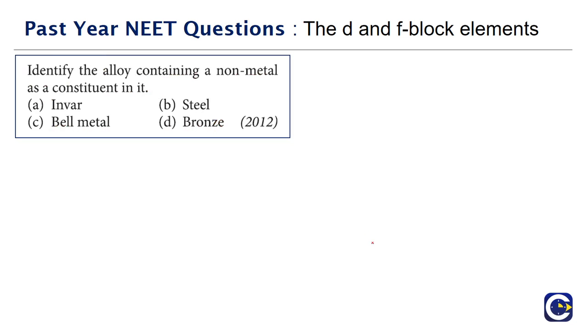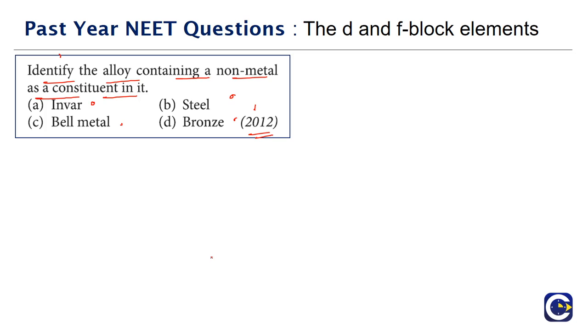Next we have a question on alloys. Questions on alloys, we can look at in this topic as well as in the metallurgy topic. This is the question that has come in the 2012 paper. Identify the alloy containing a non-metal as constituent. These kinds of questions are pretty straightforward, and quite often we do get questions on alloys. We need to understand the composition of the alloys and the alloys of common metals, like alloys of zinc, copper and aluminum.